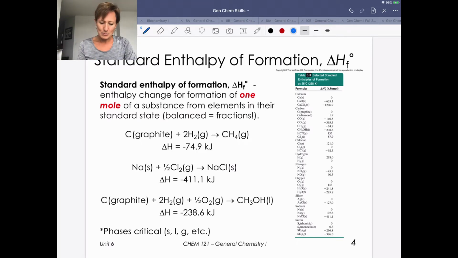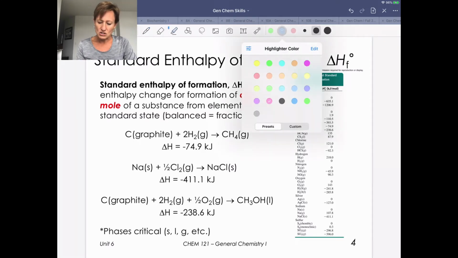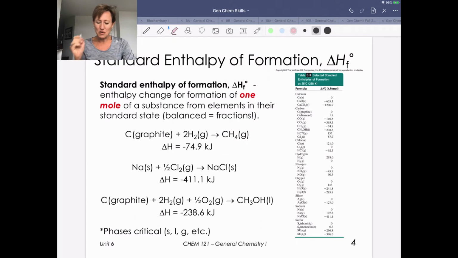So I've got 3 examples here just to highlight. When we're writing a standard enthalpy of formation equation, this is how we define it. It is the enthalpy change for the formation of 1 mole of a substance from the elements. Okay, so I'm going to go through 3 examples here.